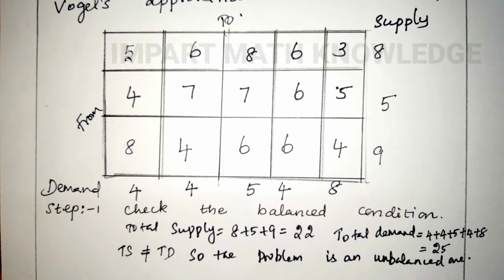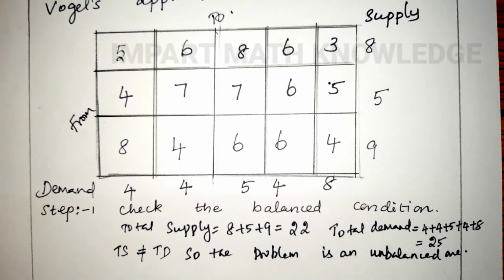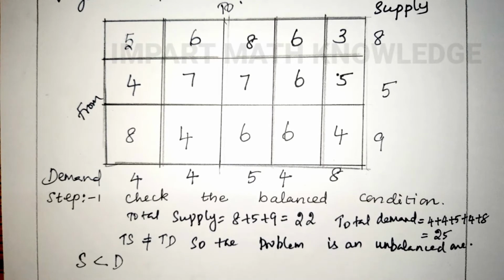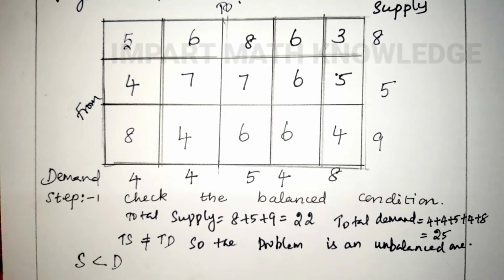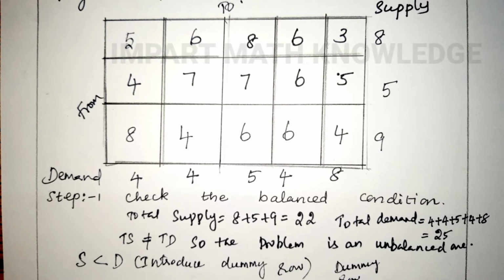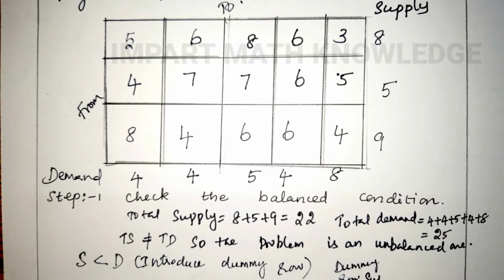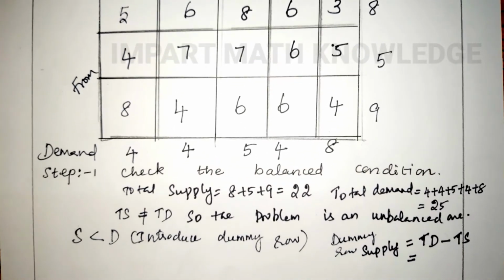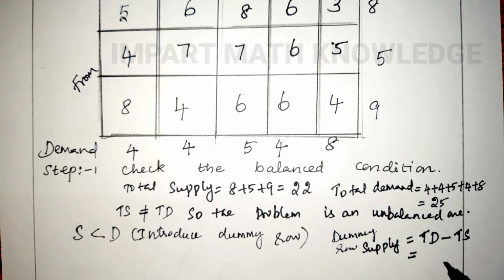Here total supply is equal to 22. Total demand is equal to 25. So total supply is not equal to total demand. So the problem is an unbalanced one. Here supply value is less than demand. So introduce a dummy row. Dummy row supply is nothing but total demand minus total supply. That is, your total demand is 25 and the total supply is 22. So the value is 3.